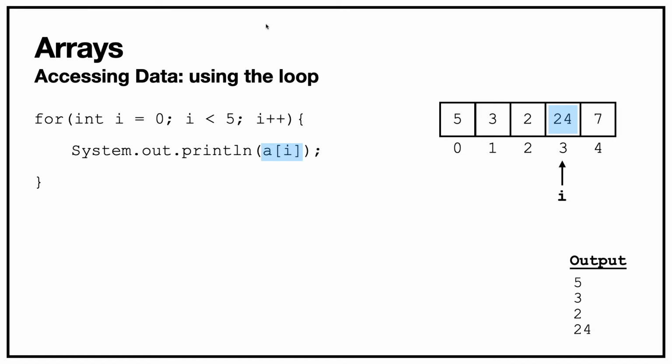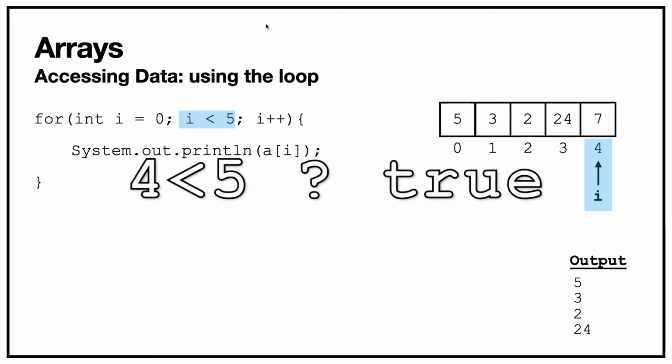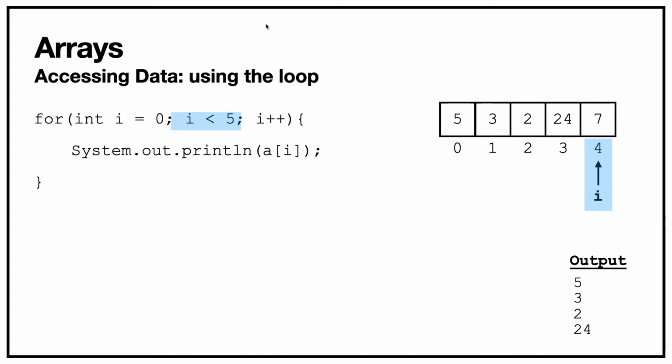We're going to update the value of i by one more by using i++. Now is 4. We're going to go and check if 4 is less than 5, which is indeed true. So we're going to go to the body of the loop, and we're going to do the System.out.println array at position 4, which is the value of 7.